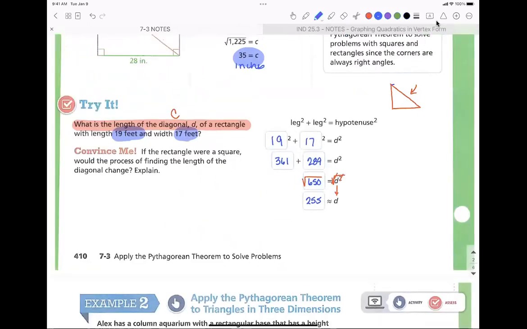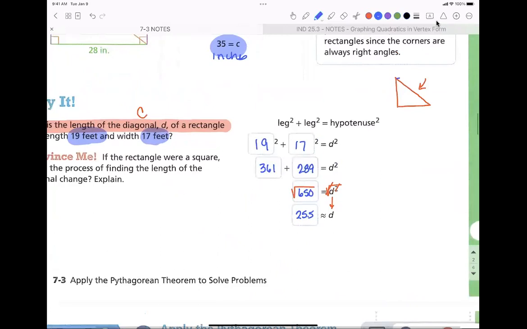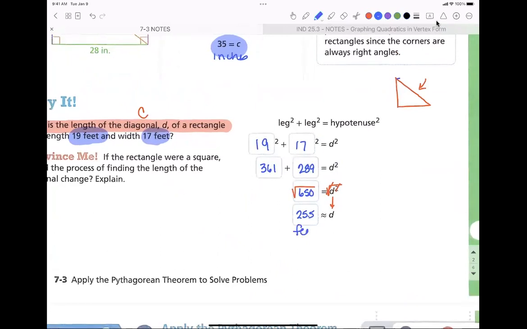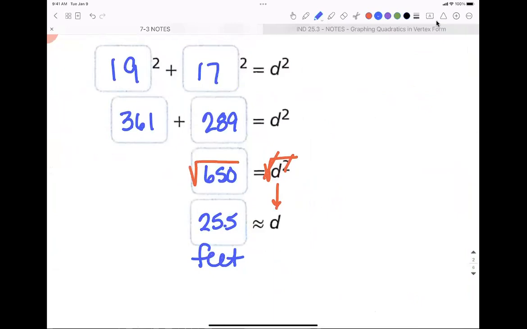25.5. It says, if the rectangle were a square, would the process of finding the diagonal be the same? So this is the process, and it is in feet. Now notice, because 650 was not a perfect square, we get this little squiggly equal sign, which means estimated or almost or about. It's not exact, but it's rounded to the tenth.